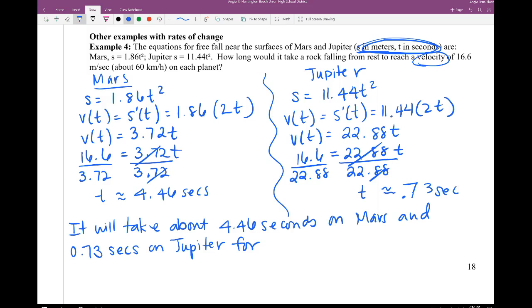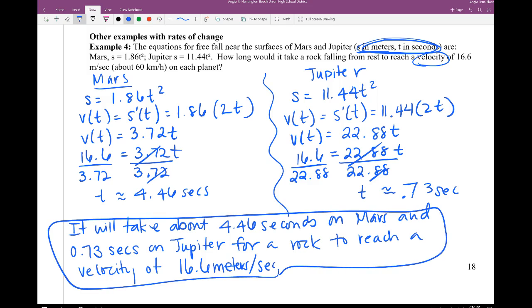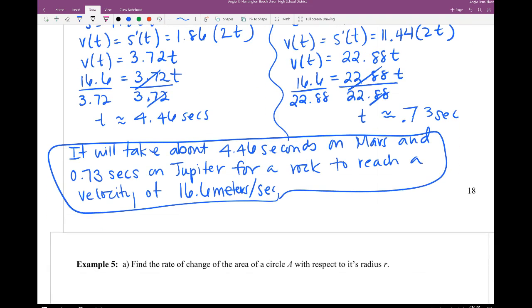for a rock to reach a velocity of 16.6 meters per second. And I know I might be writing too fast, so just feel free to ask somebody to pause it, or you can pause it, okay?